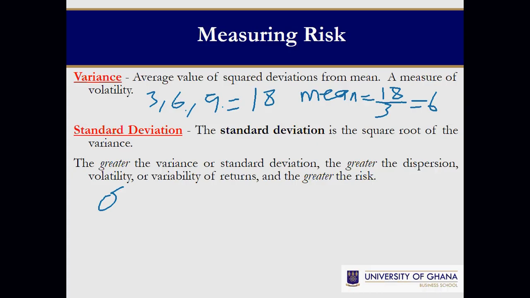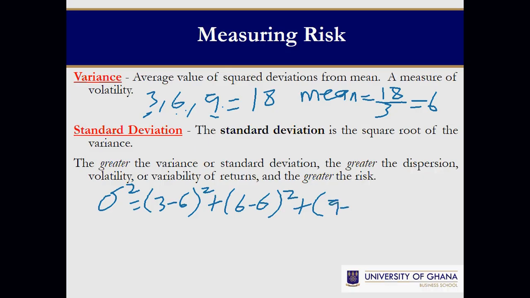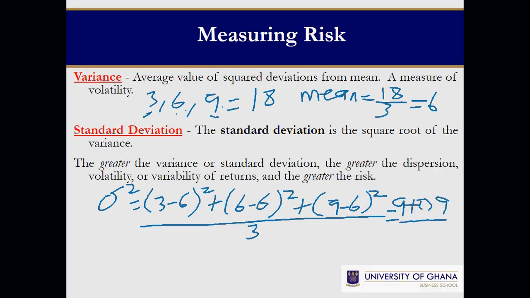So variance is equal to, we take the first one, which is 3, minus the mean, which is 6, then we square, plus 6 minus the mean 6, then we square, plus 9 minus 6, the mean, and we square, all over 3. The first gives us negative 3, and negative 3 squared is 9. The second gives us 0. The third gives us 9 again. So now we are getting 18. 9 plus 9, 18, divided by 3 is 6.